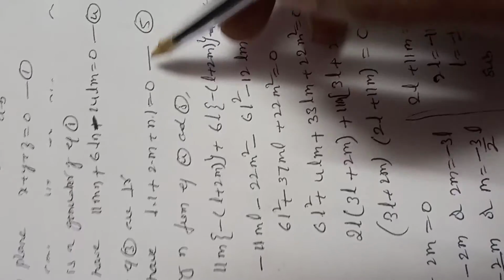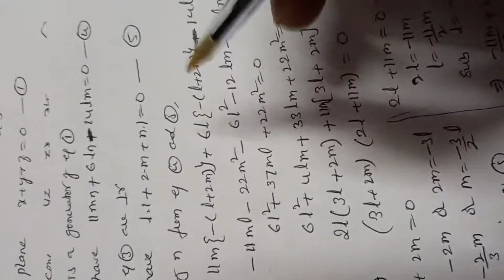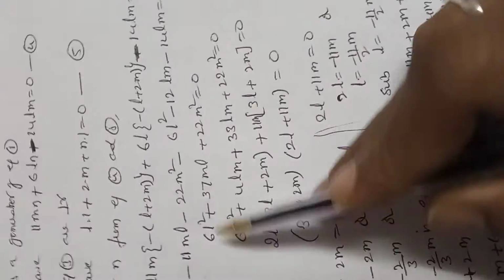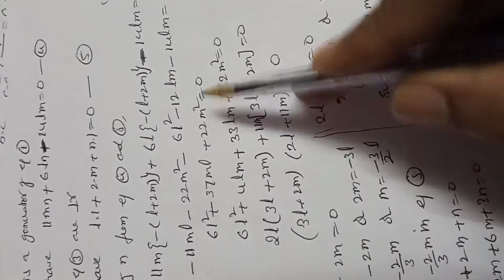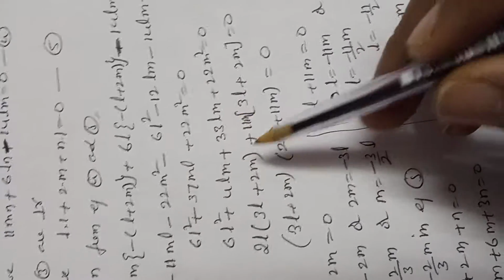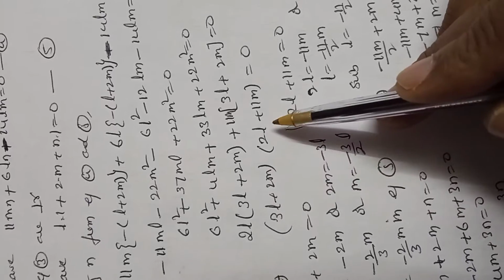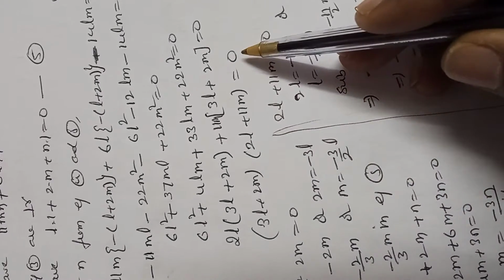Again, we are eliminating n, or m, or l from these two equations. Here I am eliminating n. That means n is equal to minus of l plus 2m. Substituting in equation number 4, once again we get a quadratic equation in l and m. Now here I am trying to find the factors of this one. I got two factors: (3l plus 2m)(2l plus 11m) is equal to 0.